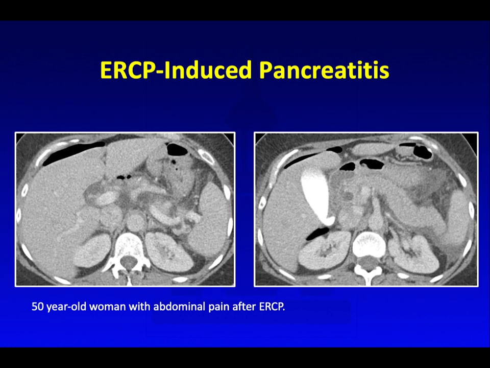This is a case of ERCP-induced pancreatitis, in which you can again see the peripancreatic soft tissue stranding, free fluid all around, and then you also see contrast from ERCP within the gallbladder and also free air within the abdomen.